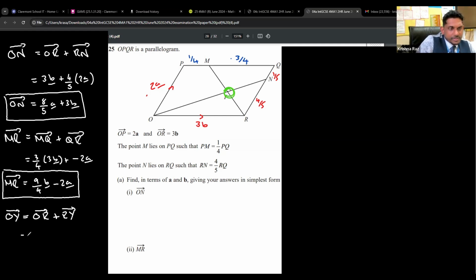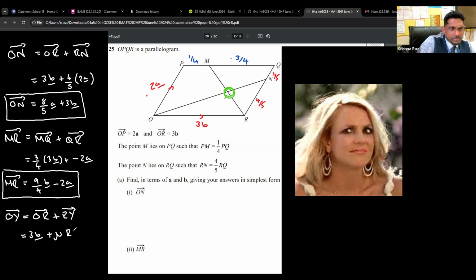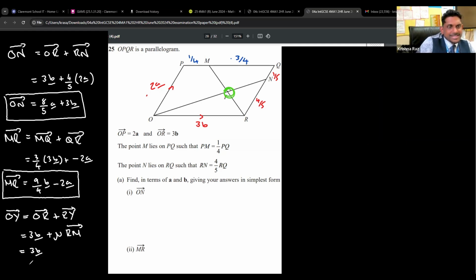Now OR is 3B, but RY is something times RM. I'm going to call that something mu. And RM is the negative of MR, which we found. So I just have to switch the signs around. So that'll be plus mu of 2A minus 9/4 B.